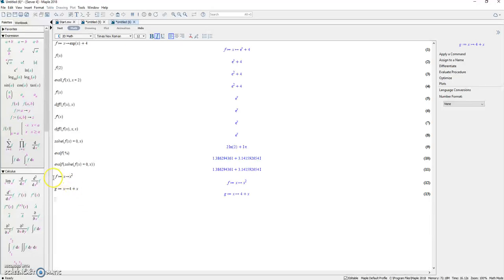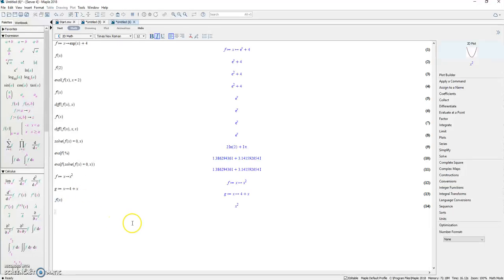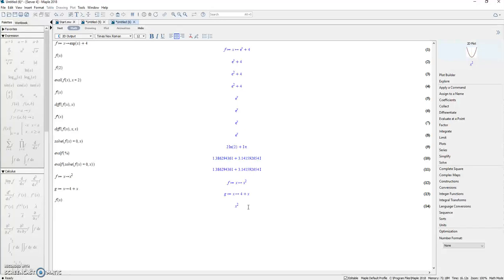Notice here, I defined this new function f of x to be x squared, even though earlier I defined f to be e to the x plus 4. Now that I've redefined it, if I type f of x, the computer thinks that f is the function x squared, since that was the one I most recently executed. Note that Maple is case sensitive, so you can have a function defined as lowercase f and a function defined as capital F at the same time without any confusion.